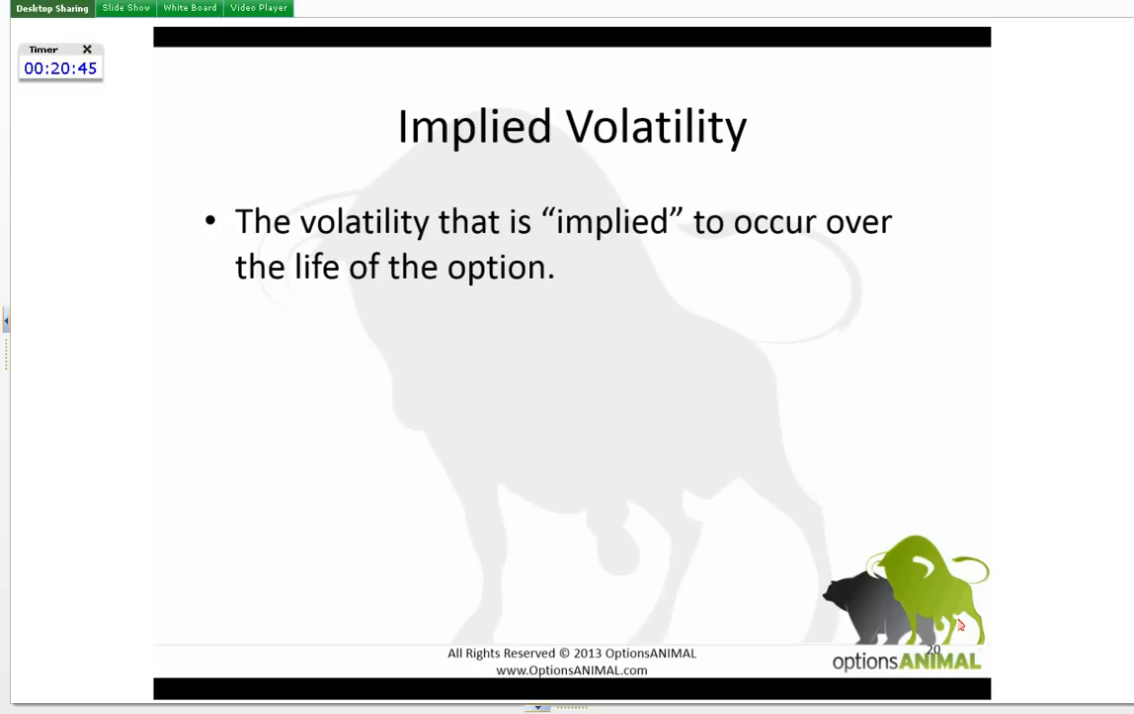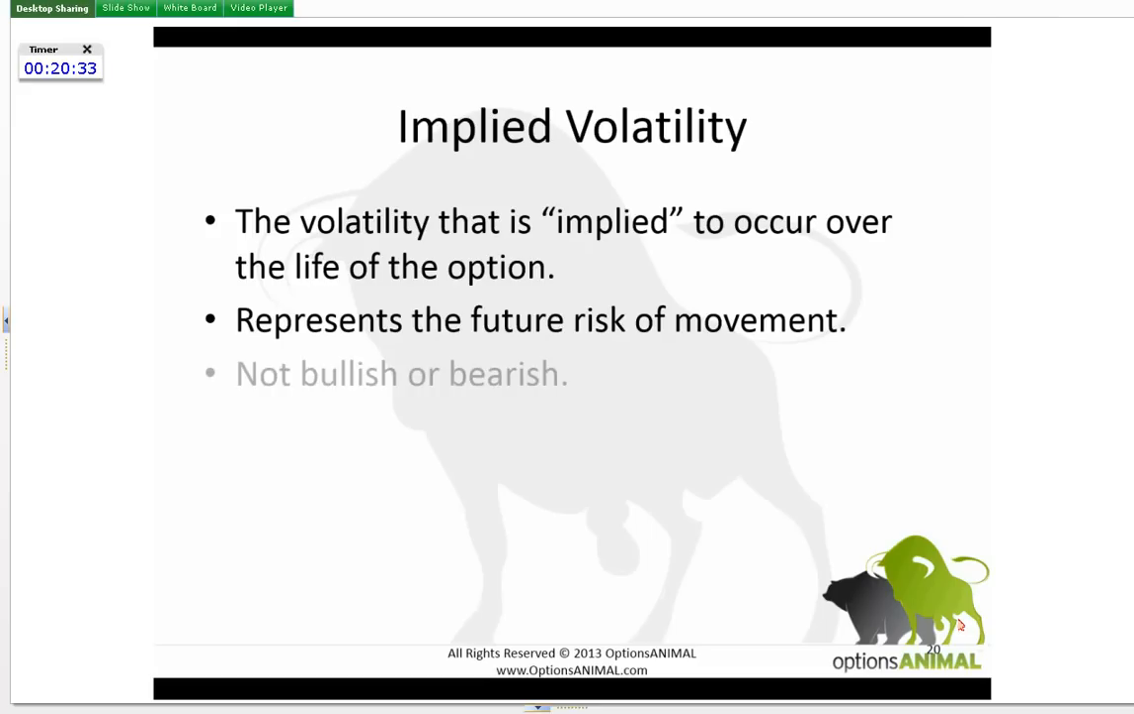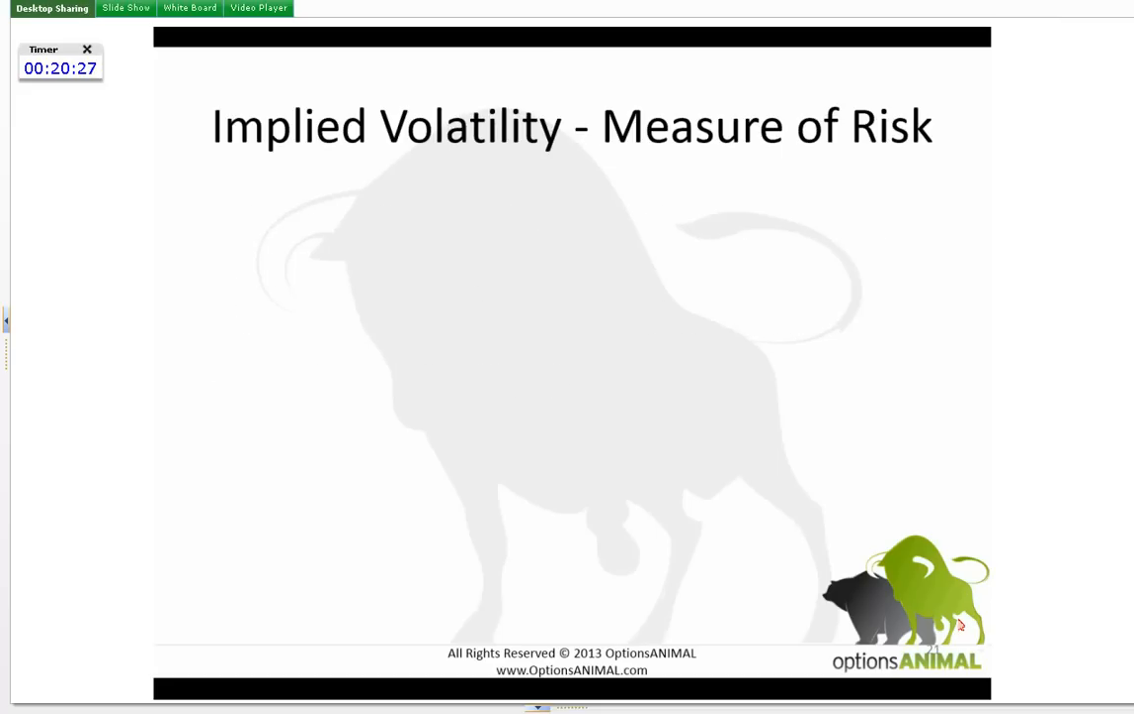So implied volatility is the volatility, as the word implied would say, that is implied to happen over the life of the option. So it represents the future risk of movement. Pretty wild concept. It's not bullish or bearish. It's just a prediction of how much movement we can have in the future. A way to think of it is a measurement of risk. And a good analogy that I like to use is homeowners insurance.